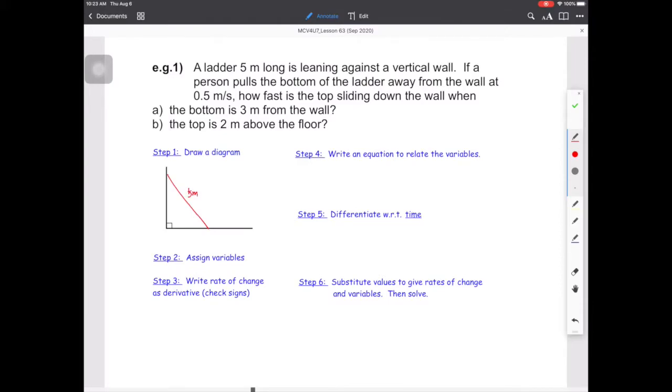Step 2, assign variables. Since we are mentioning how quickly this ladder is slipping away from the wall, we need something related to what's happening near the ground. Let's call this distance between the ladder and the wall x. Therefore, the rate of change here, dx by dt, can be labeled as 0.5, and we can write this down in step 3 as well.